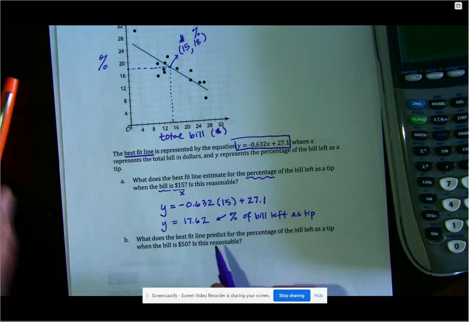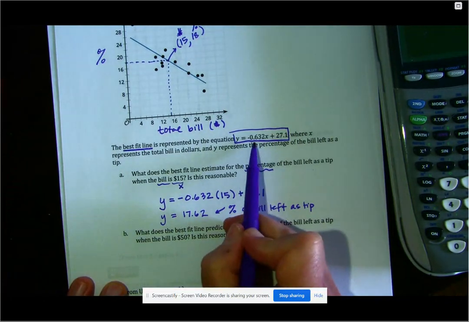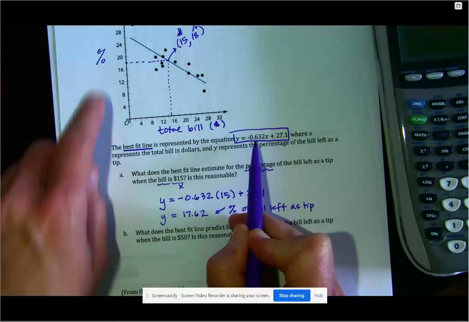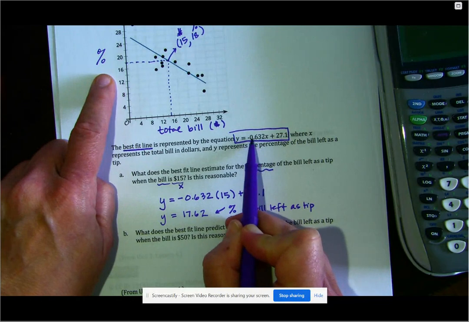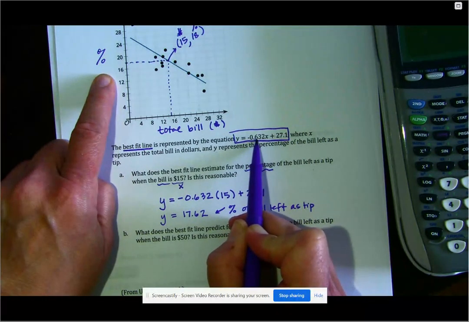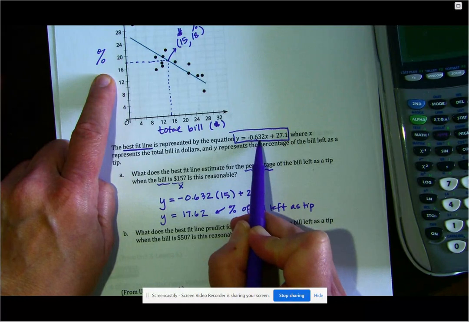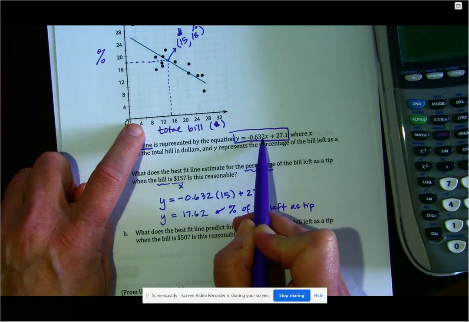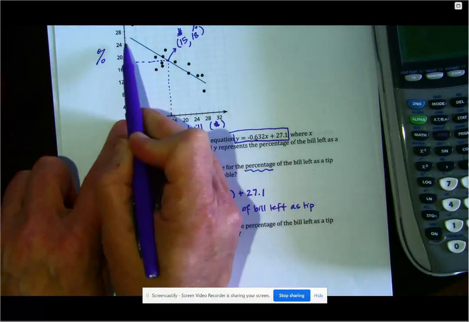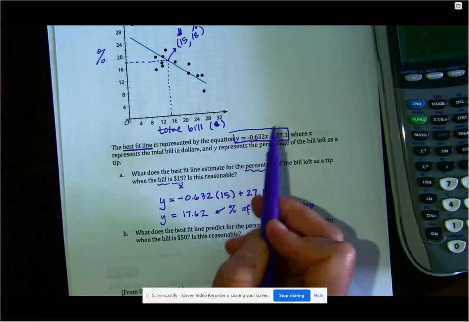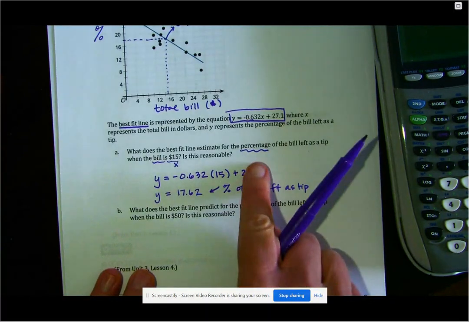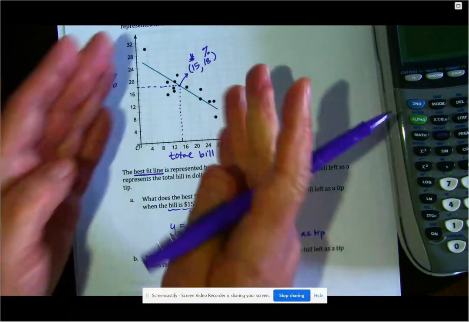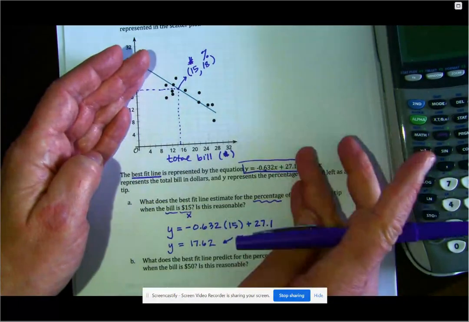Now it's important, if you're interpreting this, it's saying it's going down, right? The percentage is going down by a little bit more than 0.5% every time the bill goes up by $1, and it has a y-intercept of 27.1, which is kind of a weird intercept here. But the linear model is helpful in making sense of this little range, but it might not make sense as you go further out.